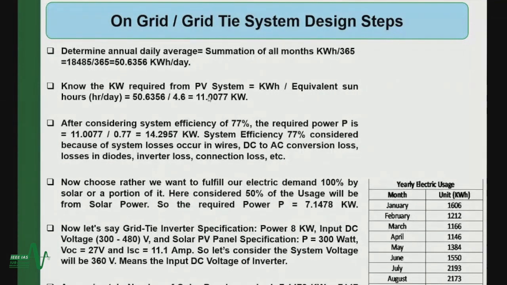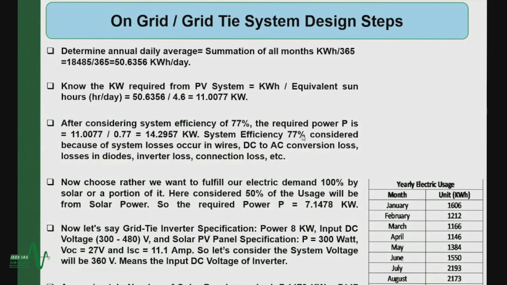So let's come to this step by step. First of all, we have to determine the annual daily average. How to do it? At first we sum all of these units in kilowatt hour, and then divide by 365. Why 365? Because we know there are 365 days in a year. Thus, just for an example, we get 50 kilowatt hour per day for this case. And then we have to know how much kilowatt is required from the PV system. We divide this kilowatt hour per day by the equivalent sun hour, whose unit is hour per day. Here it is 4.6, so we get 11 kilowatt. After considering the system efficiency of 77%, what does it mean?